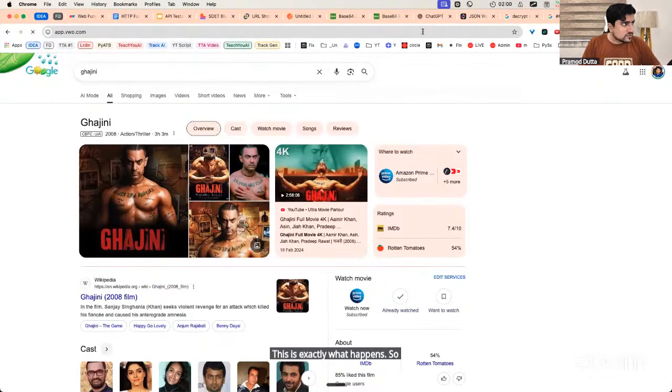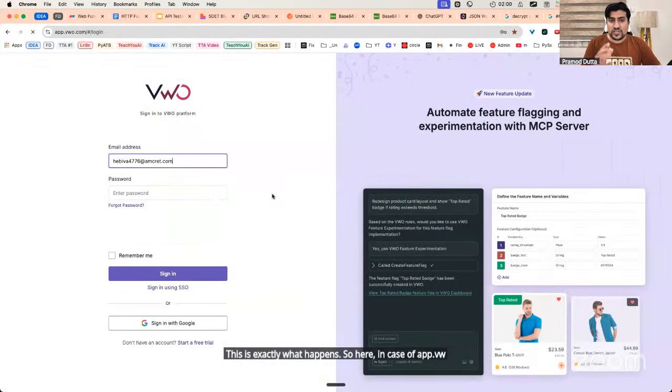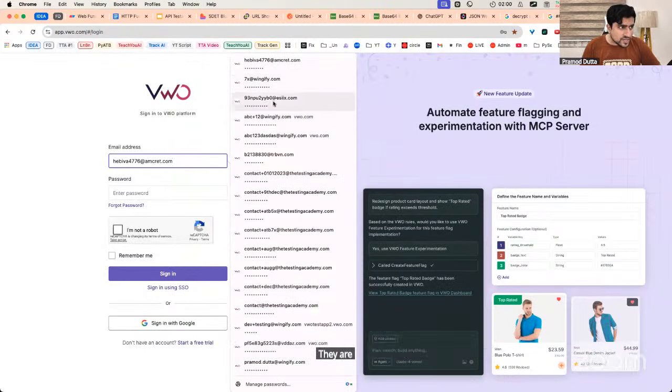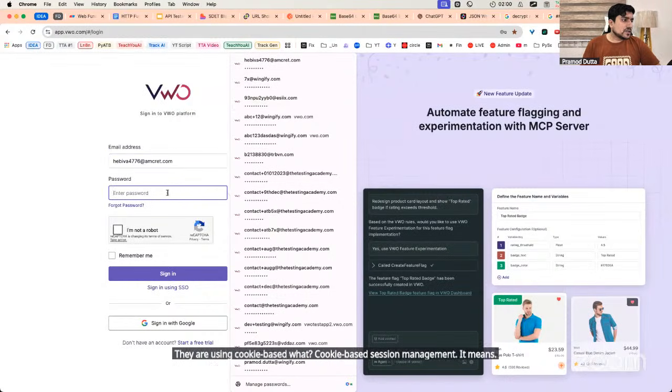So in the case of app.vwo.com also, they are using a cookie-based algorithm, everyone. They are using cookie-based what? Cookie-based session management. It means, now what will happen?